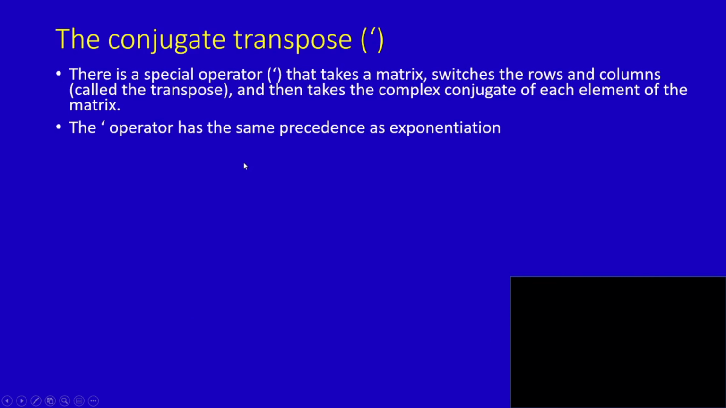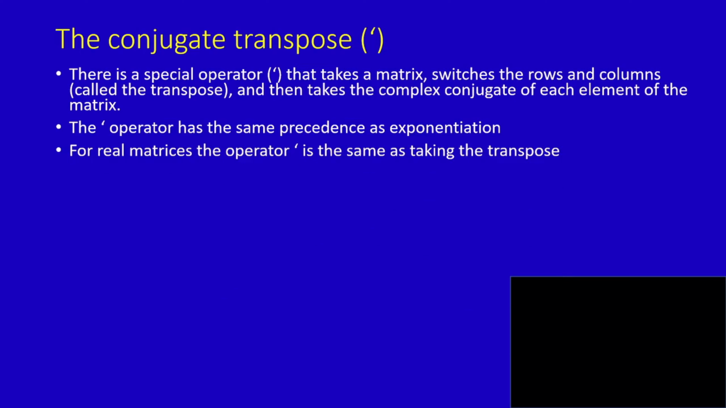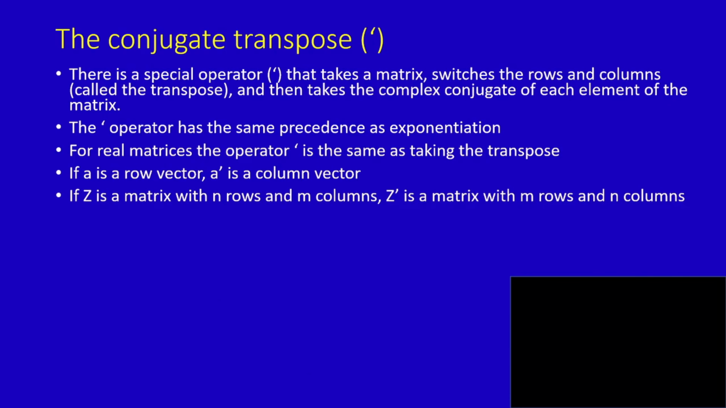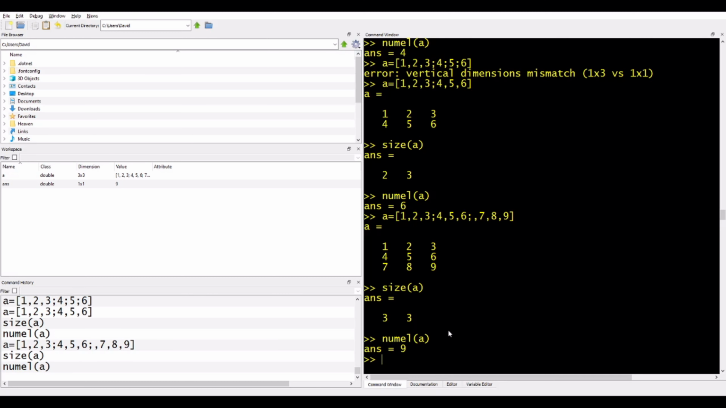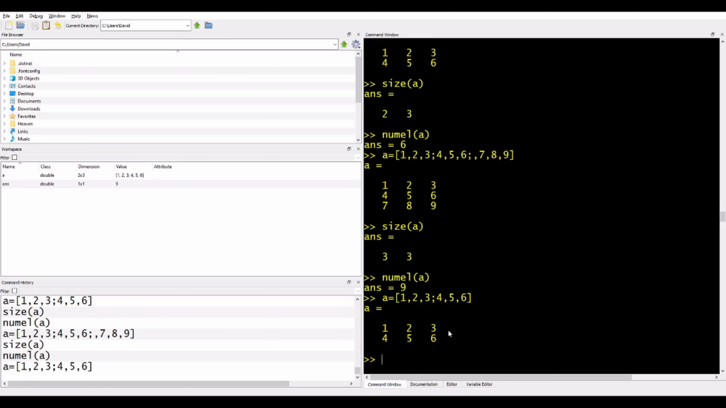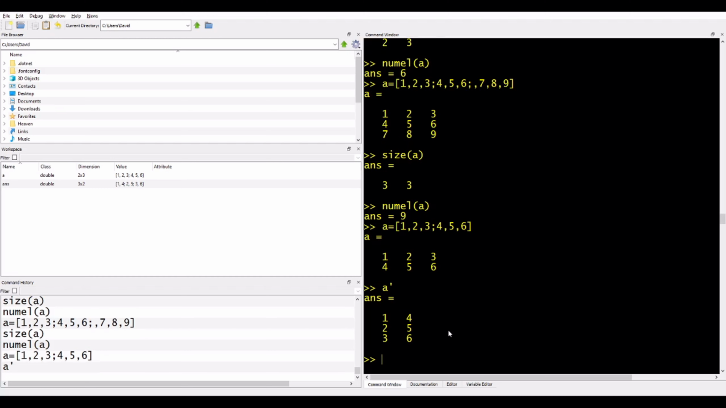This operator has the same precedence as exponentiation, so it's high priority. Again, for a real matrix it's the same as the transpose. It turns a row vector into a column vector, and a column vector into a row vector. It switches the rows and columns. So let's do this thing again. We have A equals 1, 2, 3, 4, 5, 6. It's a 2 by 3. Now if you take a conjugate transpose, it's now a 3 by 2 matrix with 3 rows and 2 columns.